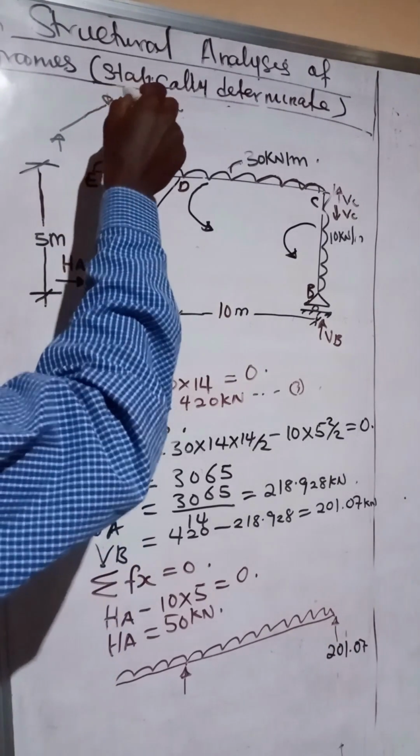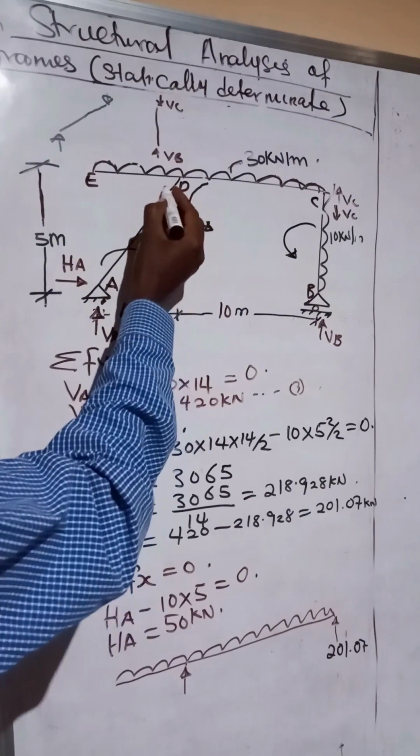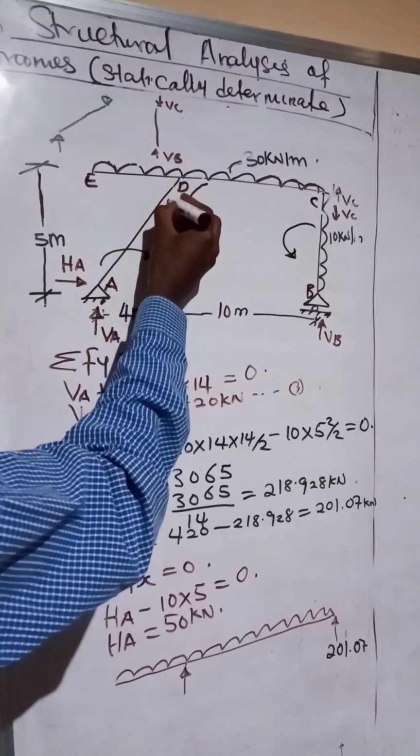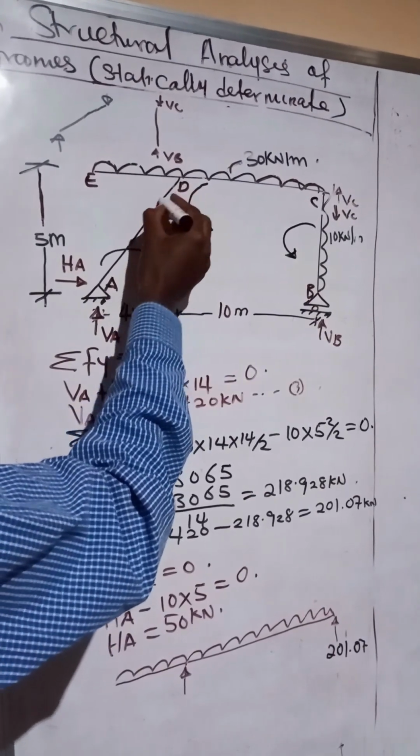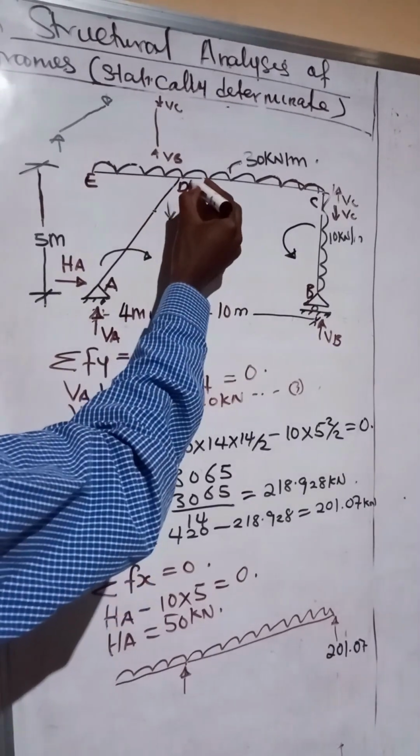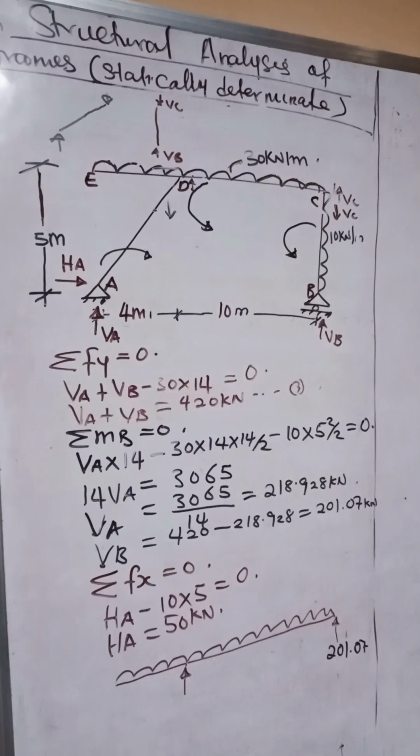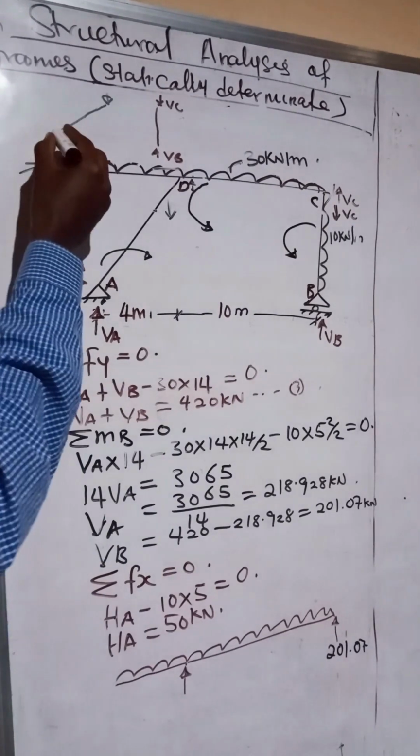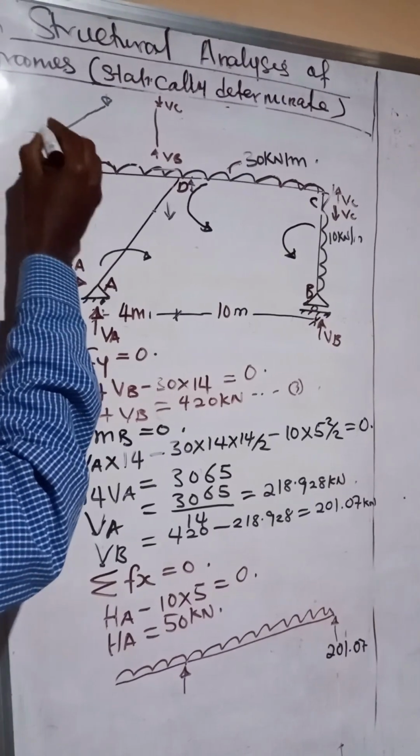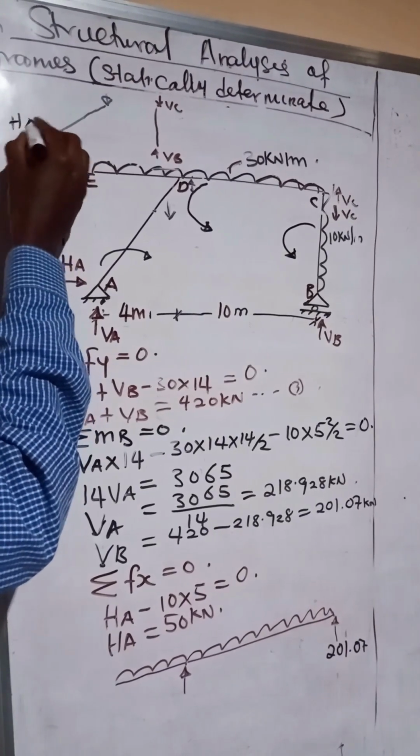Why another one going up to carry this? So we're going to have two reactions, one coming down here to pick this beam, while another one going up here to support this horizontal beam. Okay, so you're going to have it as this. Remember, here we have HA.